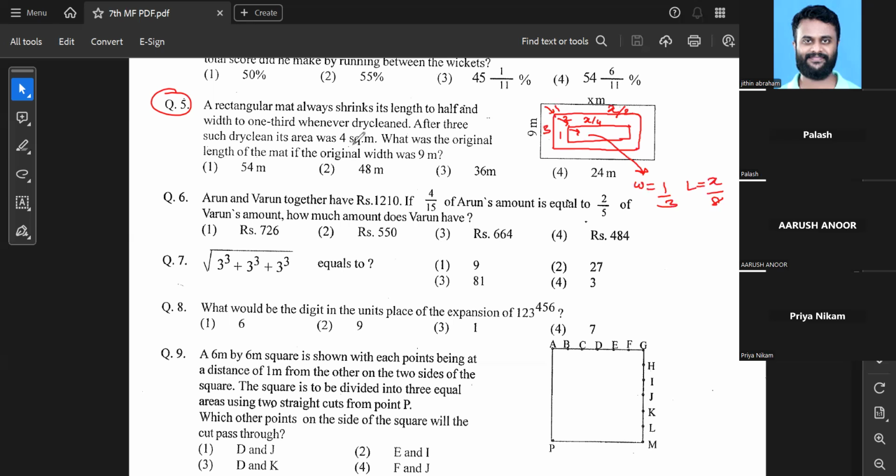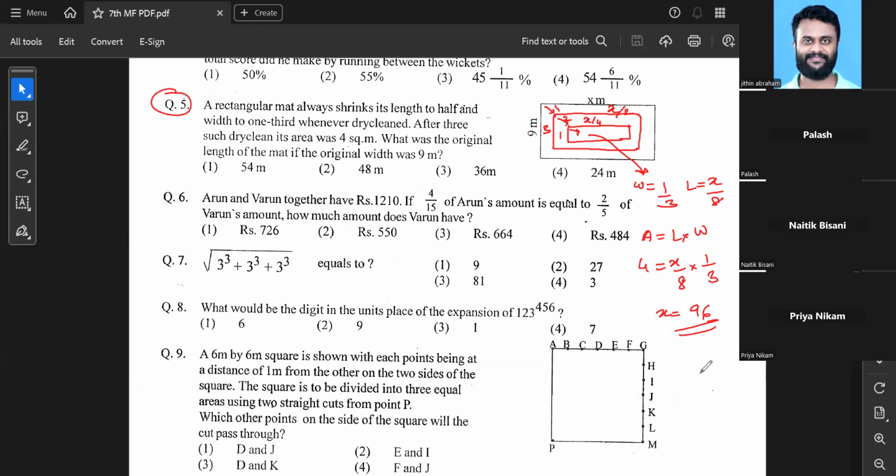So this is length and width. And after the third dry clean, the area was 4. So all you have to do is basically multiply them. Area is equal to length into width. Area is given as 4. Length is x by 8 multiplied by width 1 by 3. When you solve them, you'll be getting 24 into 4. It should be 96. X's value should be equal to 96, which is not there in the options. Hence, we'll just write 96 and proceed further.